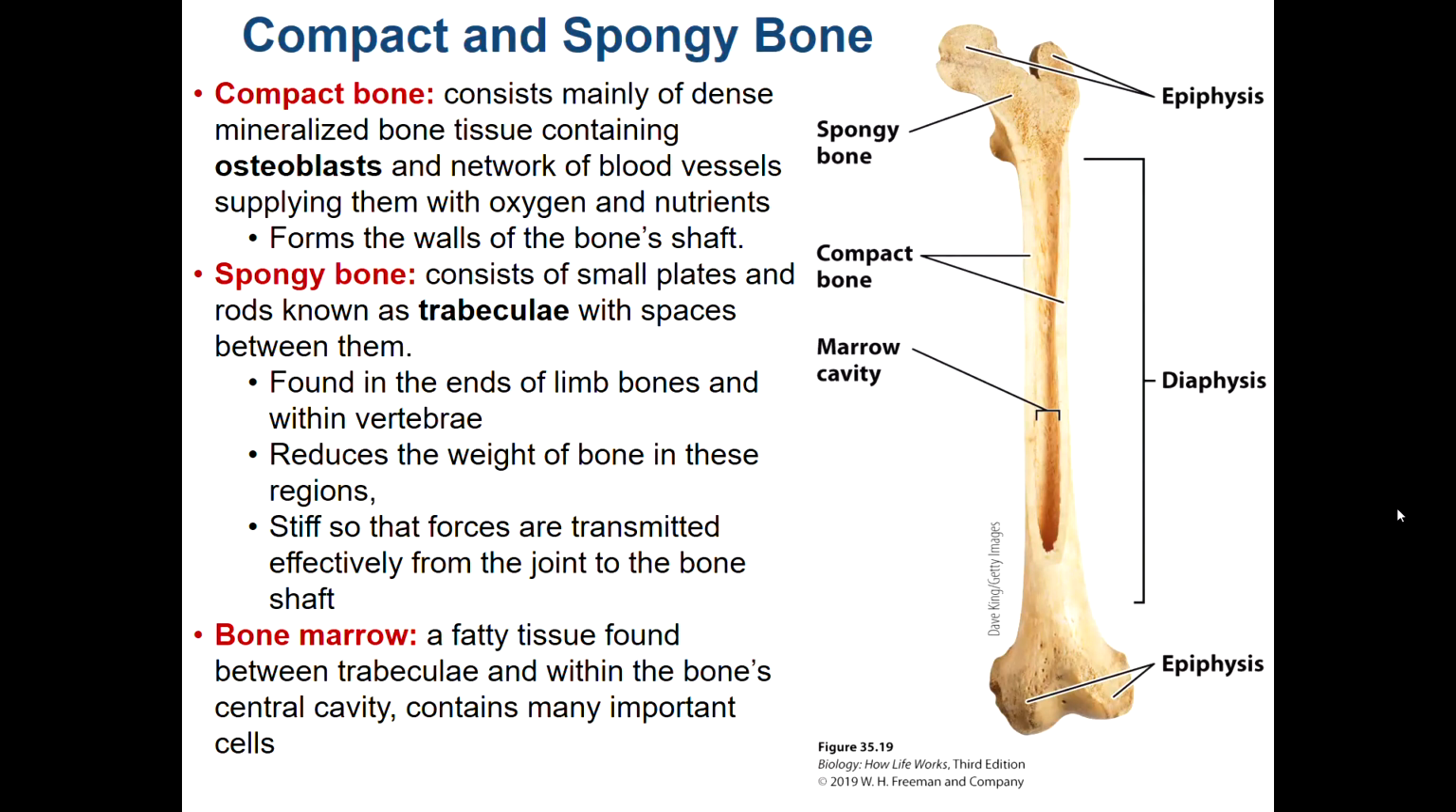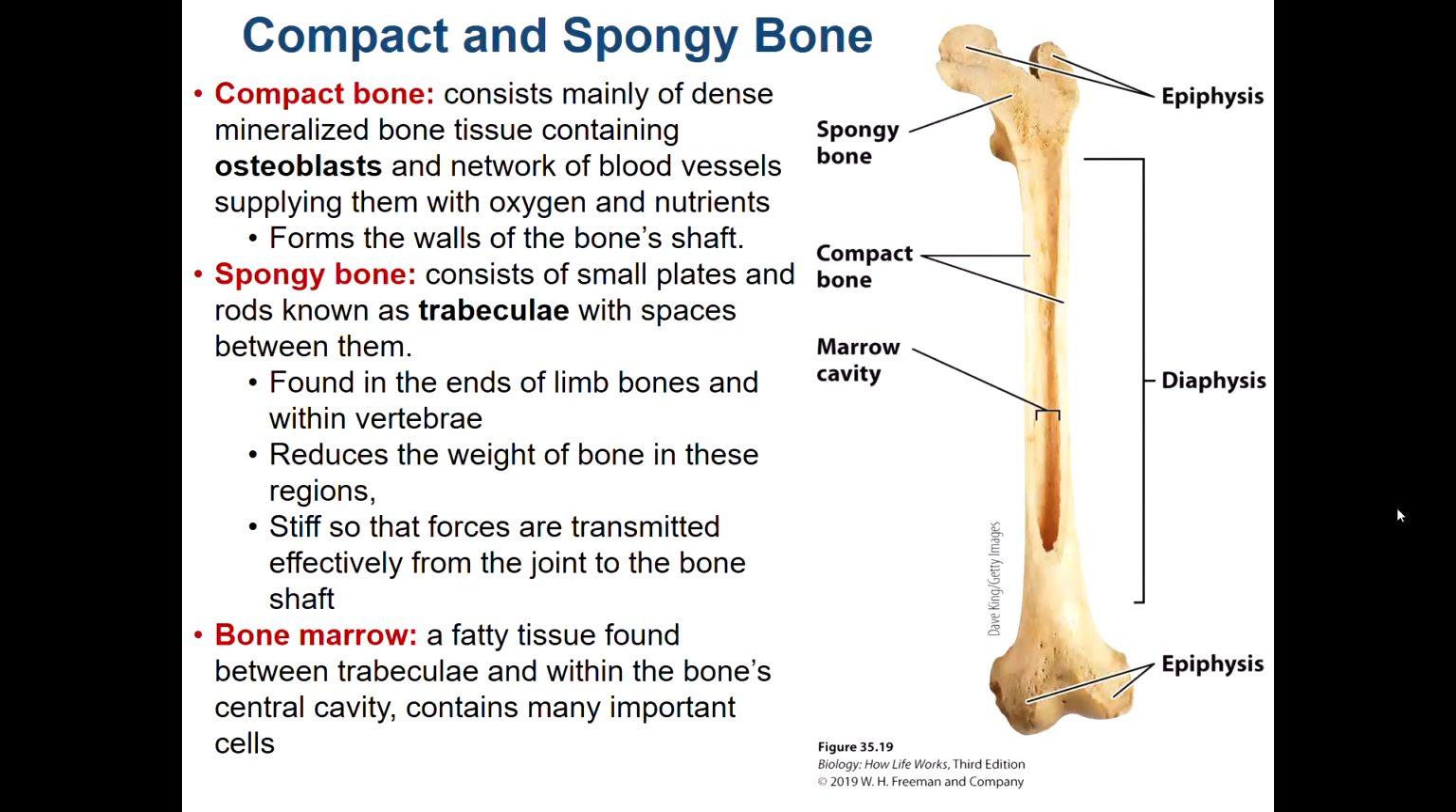Due to this process of using cartilage to form bone, we then have different types of bone. The first is compact bone. Compact bone consists mainly of dense, mineralized bone tissue containing osteoblasts and the network of blood vessels supplying the osteoblasts with oxygen and nutrients. The compact bone forms the walls of the bone shaft.